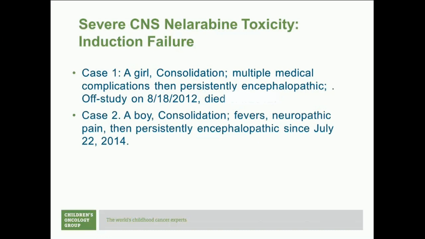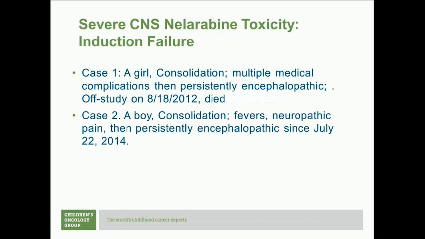We did, however, have 2 cases of severe neuropathy. And so case 1 was a young girl in consolidation who had multiple medical complications prior to and during receiving her nelarabine. After her first course of nelarabine, she became persistently encephalopathic, off study on 818, and then died in September from actually recurrent disease.